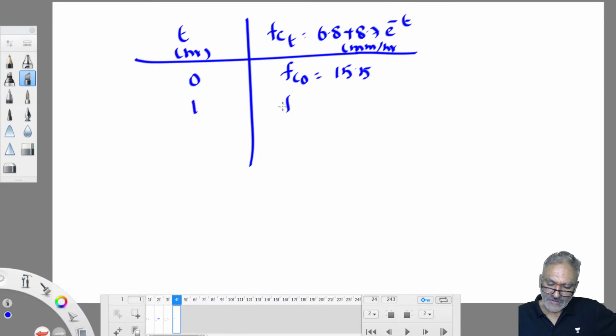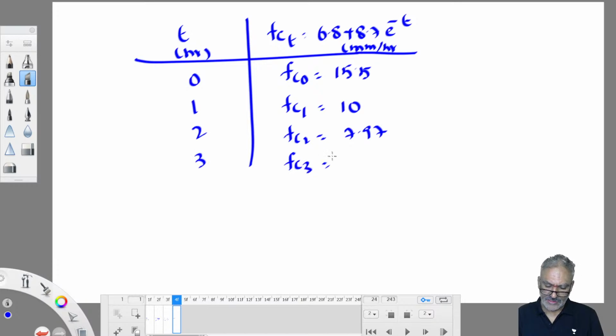FC1, if you substitute 1 here, e power minus 1. Come on, work out. Substitute 1 and find out. In that equation, e power minus 1 into 8.7 plus 6.8, it is 10. Substitute 2 in that equation: e power minus 2 into 8.7 plus 6.8, it is 7.97. FC2 is 7.97, and FC3, substitute 3 in that equation, e power minus 3 into 8.7 plus 6.8, so it is 7.23. So we got FC values at different times.